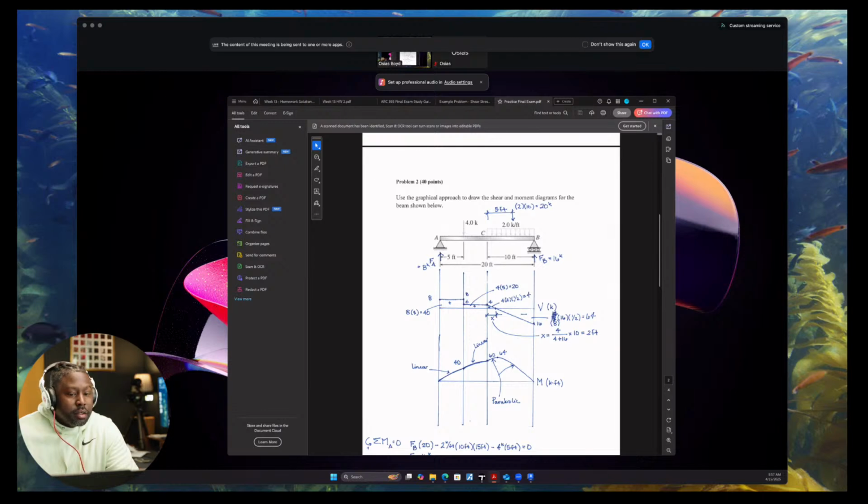Now that's 2 times 10, that's 20 kips. And then its center of gravity is halfway along the load, which is 5 feet from the left edge of the load, which is the center point, which is 10 plus 5, so that's 15 feet. So that's 15 feet away. So that moment equals 20.